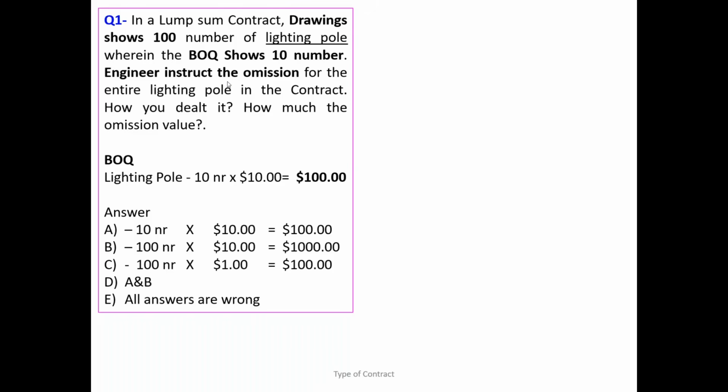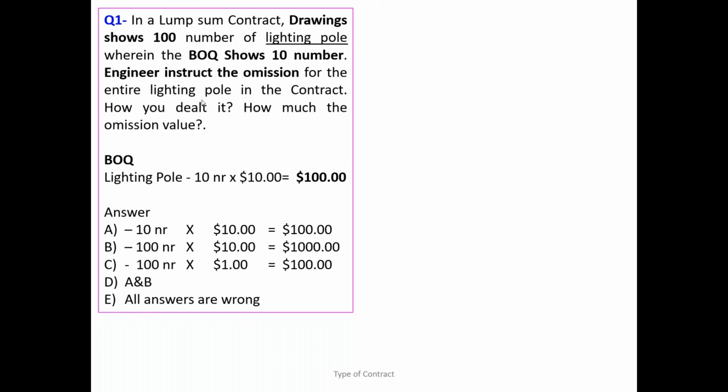So now we know the scope of work is 100. Listen everybody, don't chat, just focus, so you will understand what is the right answer. The BOQ shows 10 number, which is not correct. The actual scope of work is 100. Now the engineer instructs the omission of the entire lighting pole work in the contract. That means you no longer need to do it. So how do you deal with that? How much is the omission value? This is the question, right? Now in the BOQ it says 10 number and $10, so $100 is the total value for that particular scope of work.